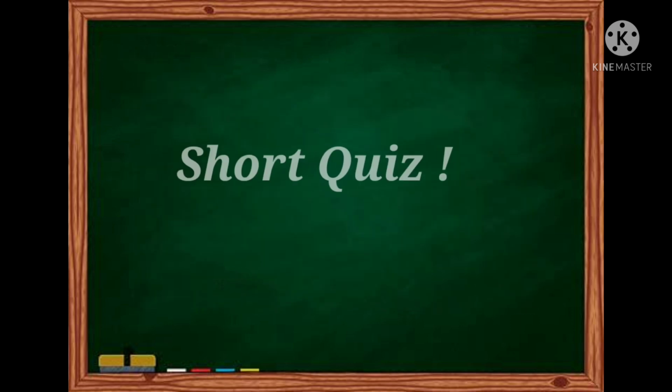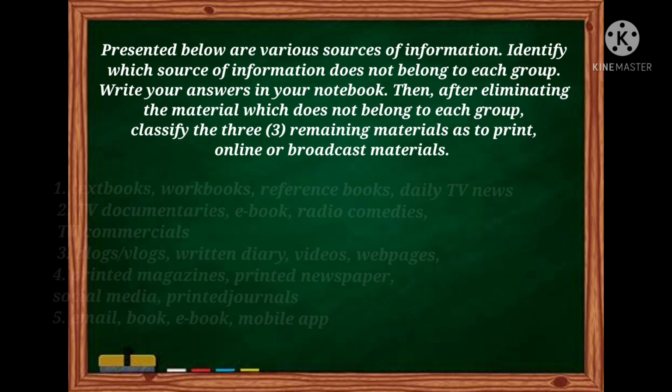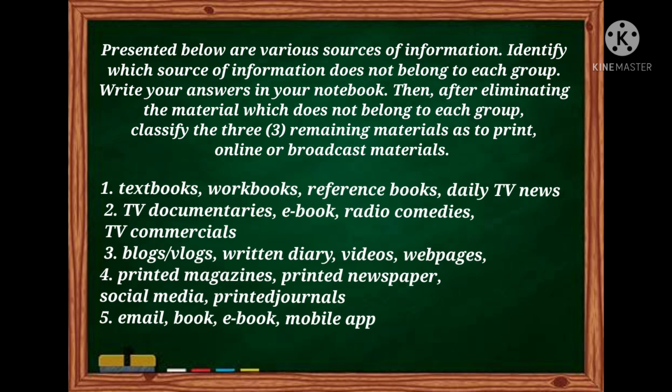Now, get your pen and paper ready. Let's have a short quiz. Presented below are various sources of information. Identify which source of information does not belong to each group. Write your answers in your notebook or on your paper. Then, after eliminating the material which does not belong to each group, classify the 3 remaining materials as to print materials, online materials, or broadcast materials.